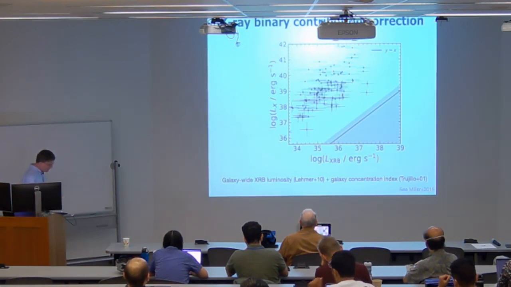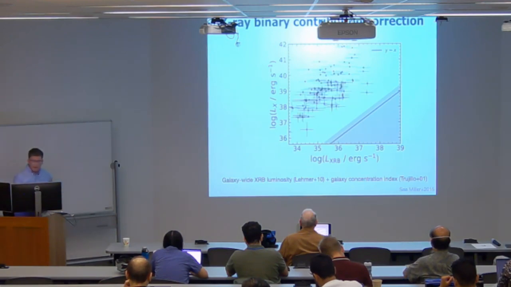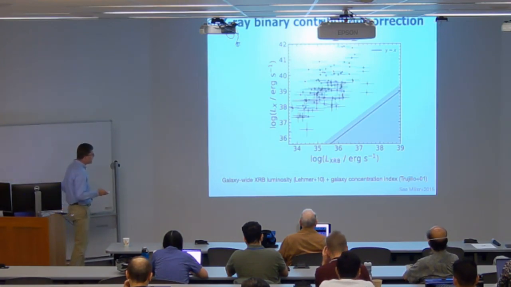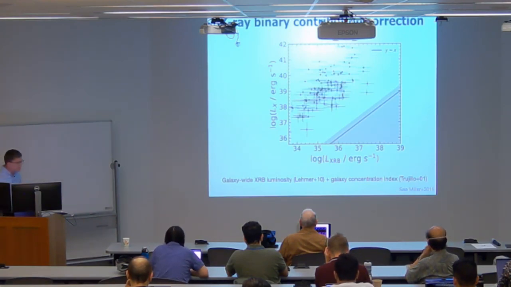So, quickly, we've estimated the contribution from X-ray binary contamination in our sample using the standard relation from Lehmer 2010, which is based on the star formation rate of the host galaxies. This is showing the X-ray binary luminosity that we would expect in our sources versus the observed X-ray luminosity. And so most of these sources are well above the X-ray luminosities that we would expect from X-ray binaries.